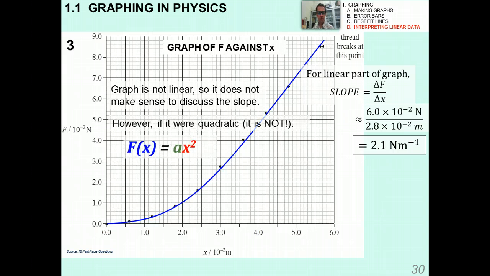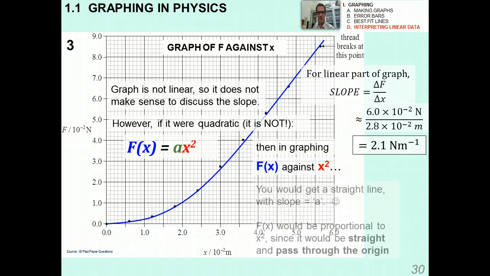If it were quadratic, which it is not, then f of x would be of the form a x squared. And then if you were to graph f of x against x squared, you would get a straight line with a slope of a. Again, this is not quadratic, but if it were, you could do that.